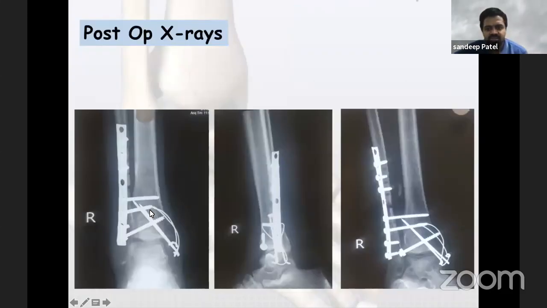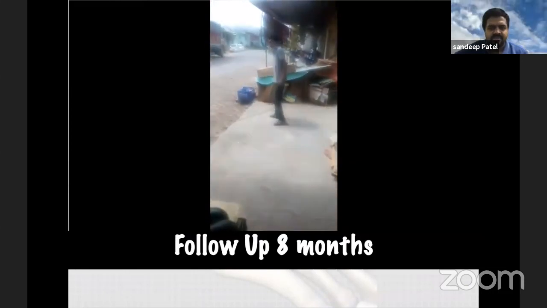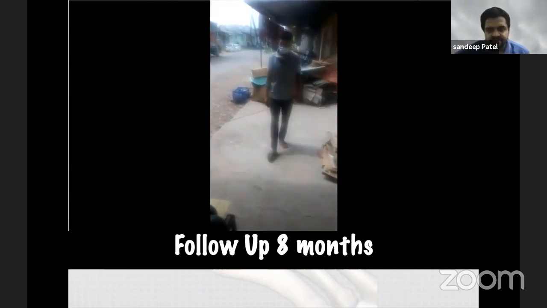and then we have addressed the Chaput fragment as well. So these are the post-operative X-ray of the same patient, and this is the follow-up after 8 months, where the patient is walking perfectly fine. This is during the lockdown. I asked him to share the video so he could do that.